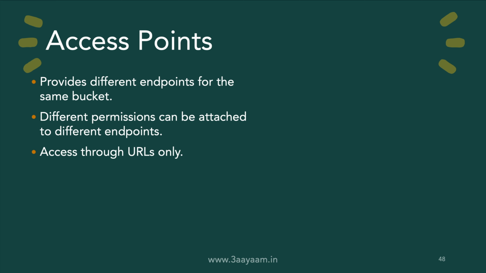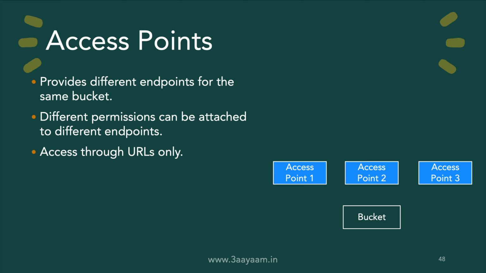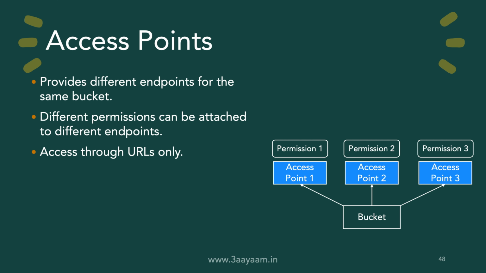And one thing is that the access can be done only through URLs. There is no URI endpoint provided by the access points. So let's say we have this bucket, and typically we create multiple access points for the same bucket. In this case, I am showing you only 3 access points, but of course it depends on the permission requirement that you want to implement. And each access point should have its own permission. When I say permission, these are IAM policies and IAM permissions.